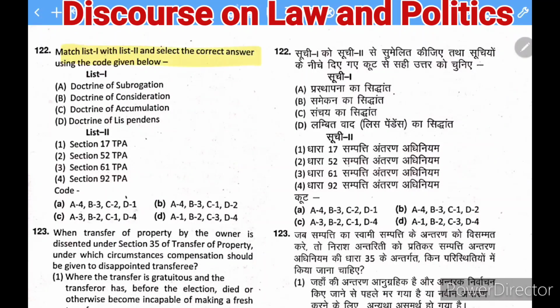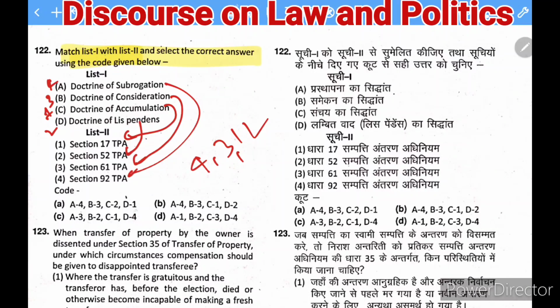Again, this question is about matching the list here. You can see doctrine of subrogation, doctrine of consideration, doctrine of accumulation, doctrine of lis pendens. So now let's start the matching here. A, which is about the doctrine of subrogation, is in section 92 of the TPA, so just write here 4. Then doctrine of consideration is given in section 61 of the TPA, so just write here 3. Then doctrine of accumulation is given in section 17 of the TPA, so just write here 1. Doctrine of lis pendens is given in section 52 of the TPA, so it is 2 here. So 4, 3, 1, 2. So where is the right answer of this question? You can find here this option B is the correct one.